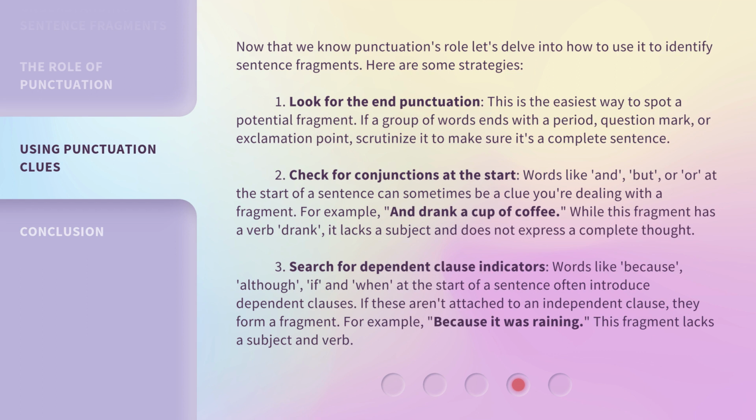3. Search for dependent clause indicators. Words like because, although, if, and when, at the start of a sentence often introduce dependent clauses. If these aren't attached to an independent clause, they form a fragment. For example, because it was raining. This fragment lacks a subject and verb.